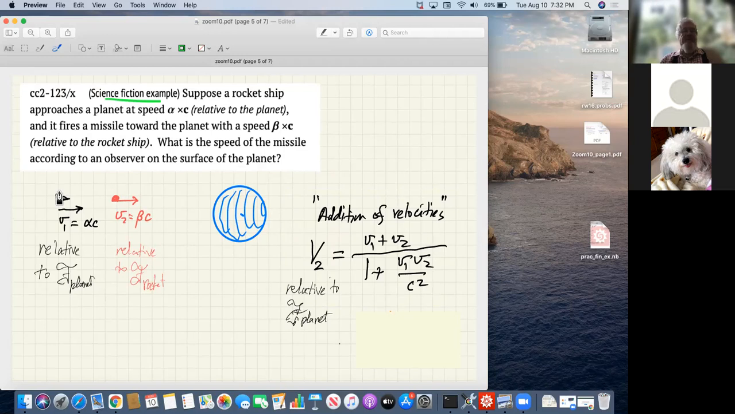The frame of reference of the rocket is moving with velocity v1. The frame of reference of the missile relative to the rocket is v2. So the velocity of the missile relative to the planet is v1 plus v2 over 1 plus v1 v2 over c squared.